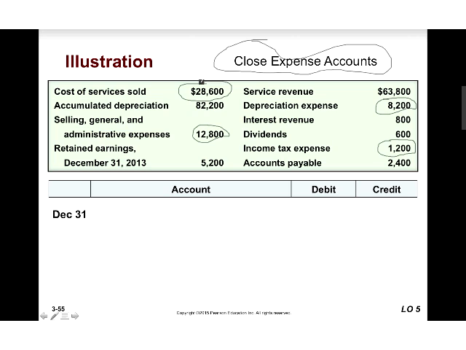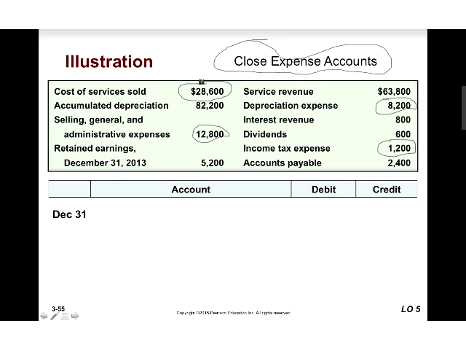So what we're going to do for this is we are going to credit every expense account we have listed. So we'll credit cost of services sold for $28,600. We'll credit selling and general and administrative expenses for $12,800. We'll credit depreciation expense for $8,200, and we'll credit income tax expense for $1,200. How do I know they're credited? Because expenses have a normal debit balance, and to credit them, I will zero them out.